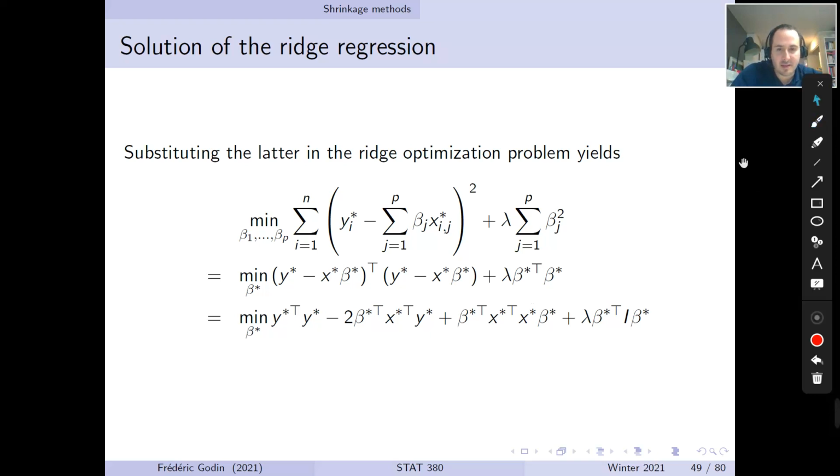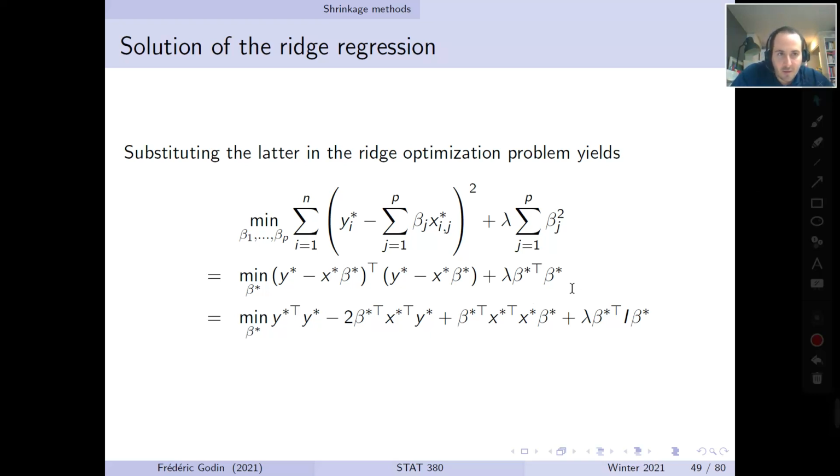Okay, so then that's good. And finally, to go from the second line to the third line, the only thing we do is to expand that square here. So that squared is y star transpose times y star, minus this guy transpose times y star, plus y star transpose times minus this guy, plus minus this guy transpose times minus this guy. So to go from here to here, this is simply expanding the square.